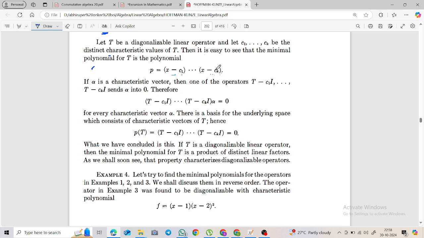Okay. So then, one of the operators (T minus Ci I) sends alpha into 0. Suppose alpha is a characteristic vector. So T alpha is equal to Ci alpha for some i, right? That's what they have written. So (T minus Ci I) of alpha is 0. So one of these sends alpha to 0.